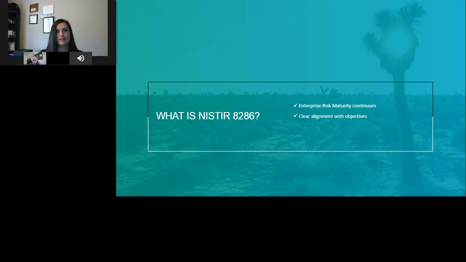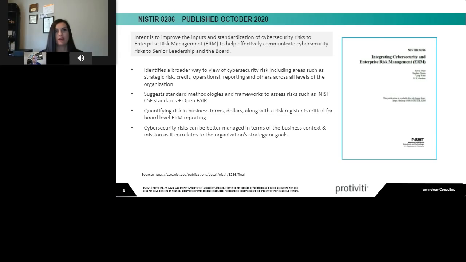So what is NIST IR 8286? Honestly, I'm really not surprised that this publication came out when it did, nor am I surprised by the subject matter. It was issued October 2020, and it had to do with cybersecurity risk, and I'm going to keep messing that up for some reason, and enterprise risk management.